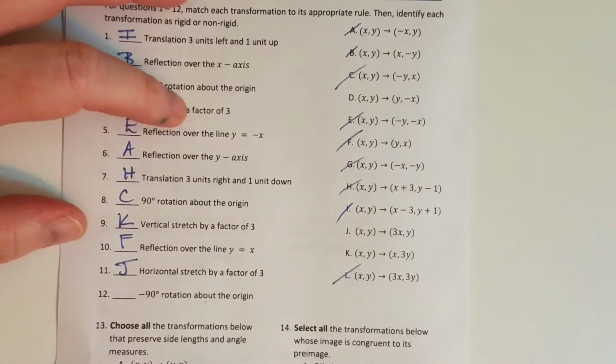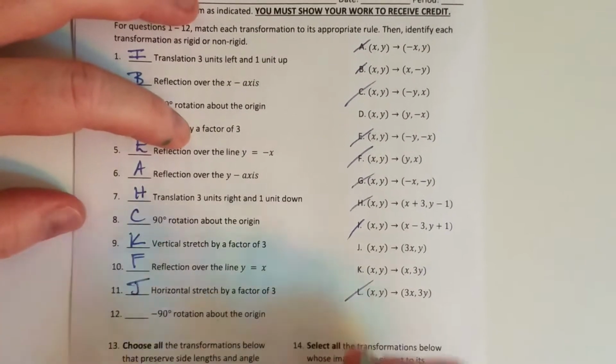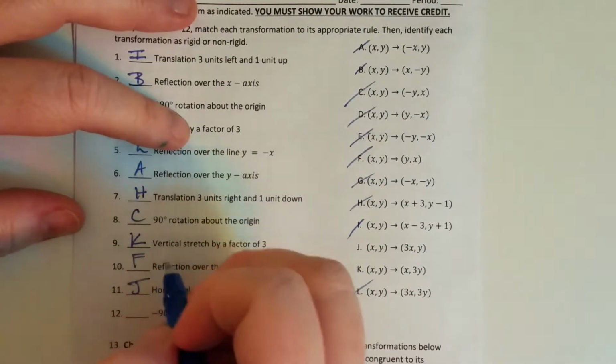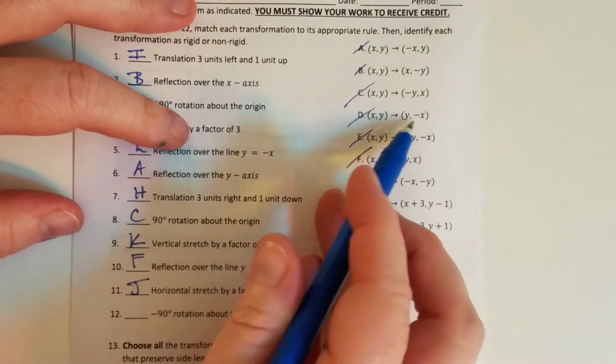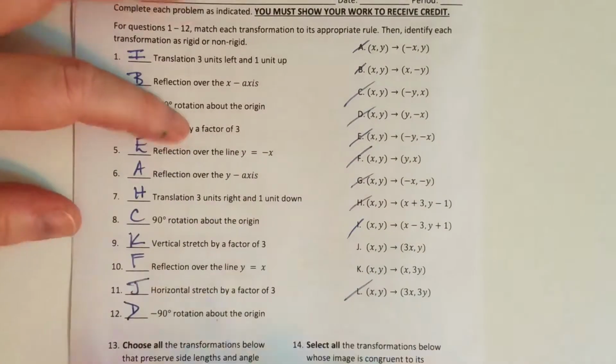And then last but not least, 90-degree rotation about the origin. Odd man out, there it is. What did I just mark off? D. So that would be a turn to the right. So that would be D.